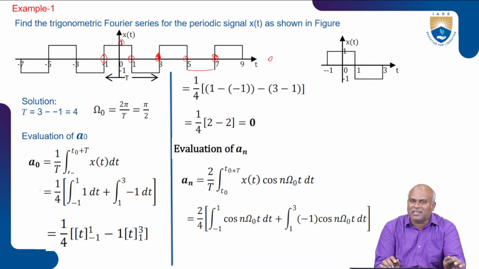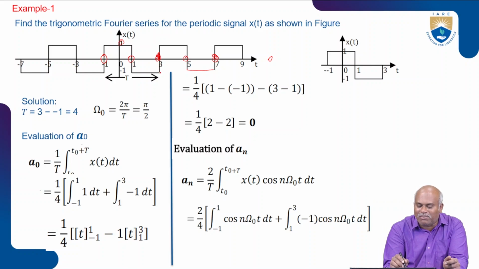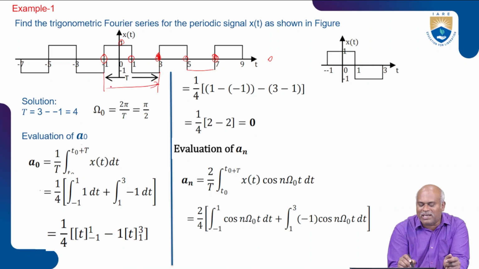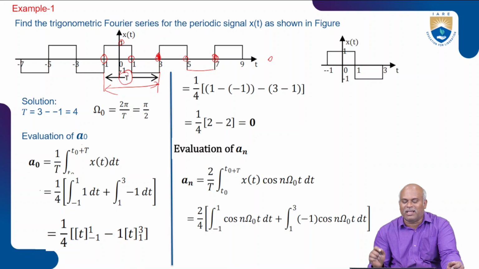Now, since it is a periodic signal, we need to find the time period. What is the time period? We take one complete signal, minus 1 to 3. The interval between minus 1 and plus 3 is represented as a capital letter T. That is represented as the fundamental period of the signal.